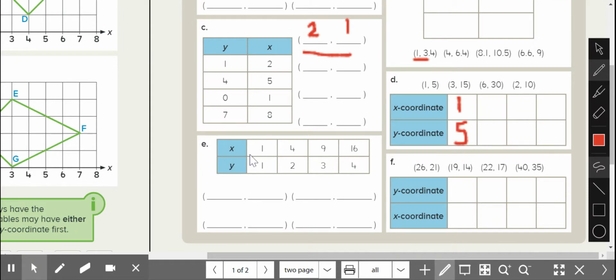E, okay, this is familiar. So Y and our X and Y. The X is first, the Y is second. So X, Y, and then this last one, X coordinate, Y coordinate. The chart's upside down from what I would prefer to look at. So I've got to remember 26 goes with the X coordinate. 21 goes with the Y coordinate.